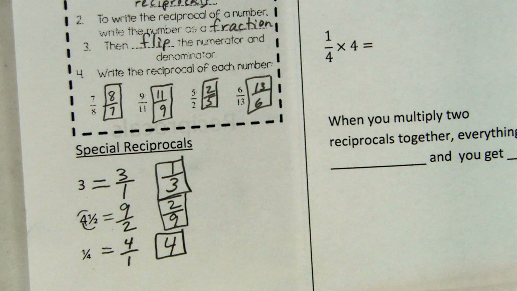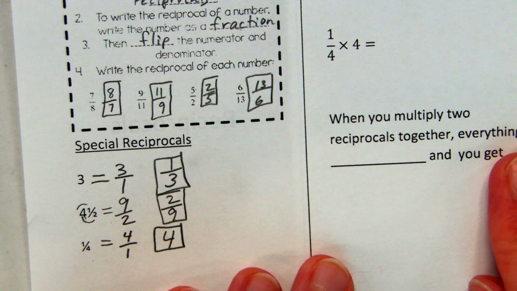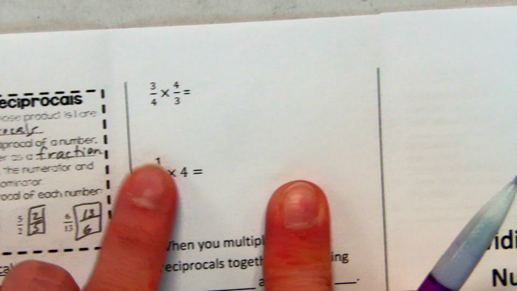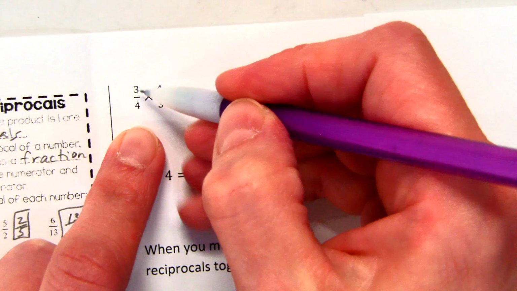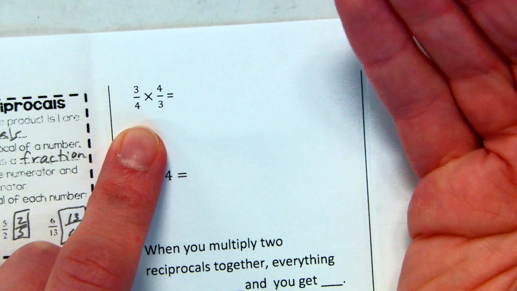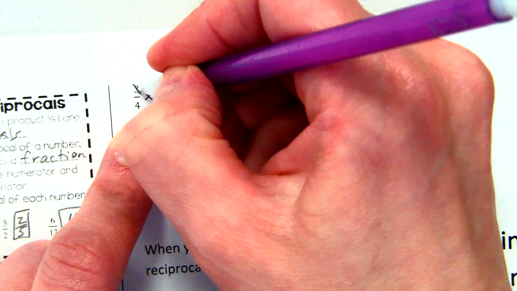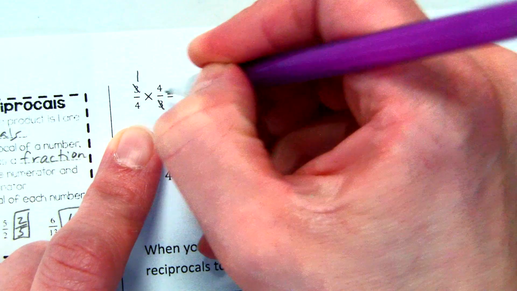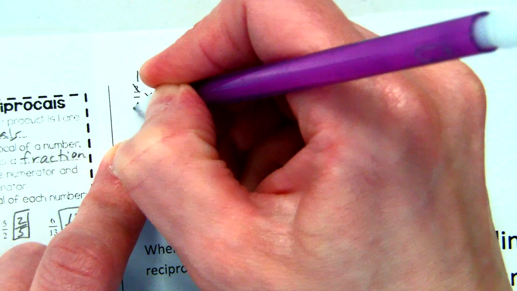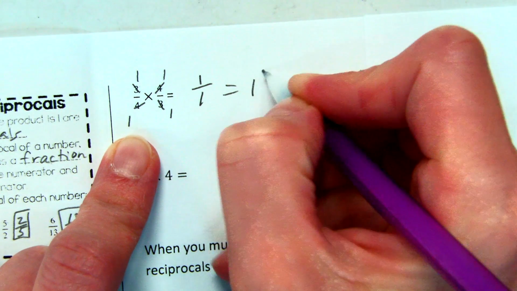Now we're going to use reciprocals when we divide fractions. So we're going to see why this is going to be helpful up here in this next part. So I'm multiplying 2 fractions, 3/4 and 4/3. And I'm going to use cross canceling. I have a 3 and a 3. 3 divided by 3 is 1. 3 divided by 3 is 1. 4 divided by 4 is 1. 4 divided by 4 is 1. I'm going to get 1/1, which is 1.